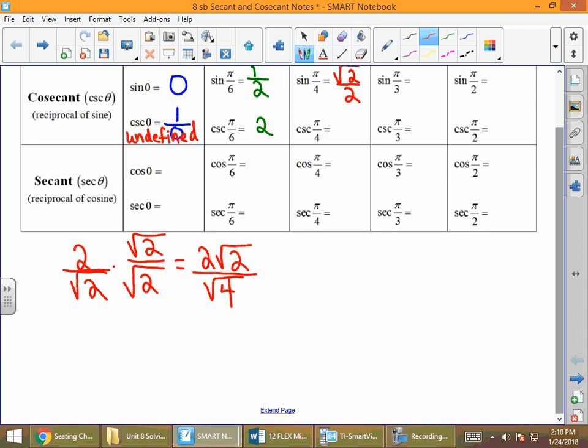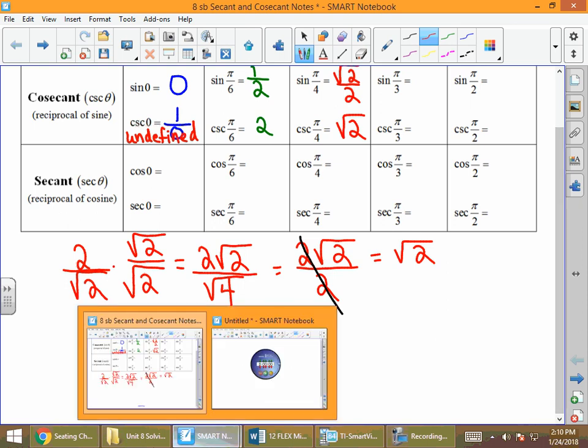And what does the square root of 4 equal? 2. So we get 2 times the square root of 2 divided by 2, and we actually can simplify that a little bit more. Those 2's cancel out. So we get the square root of 2, which is our reciprocal of the square root of 2 over 2. I know you didn't have enough space, but as we work through these kinds of problems, I will show my work to make sure that we know how to rationalize a denominator.